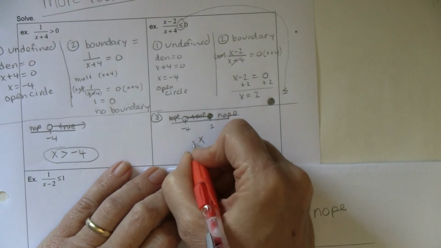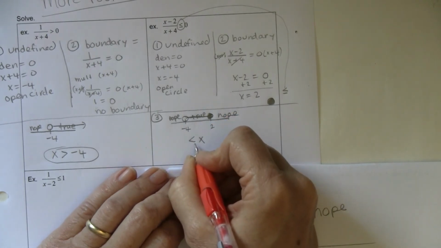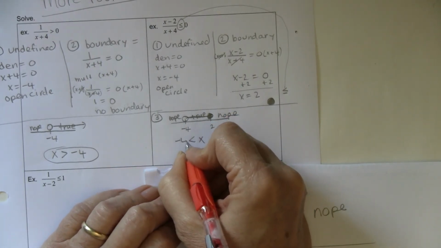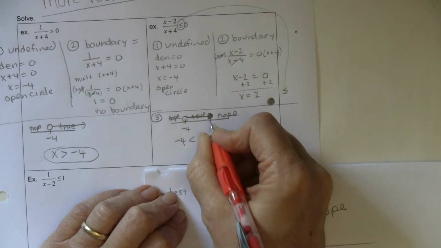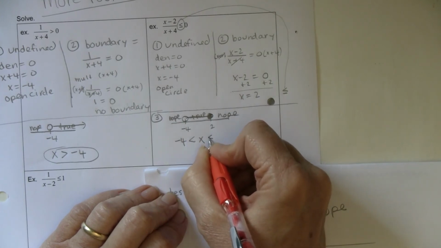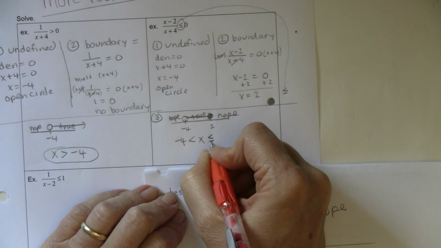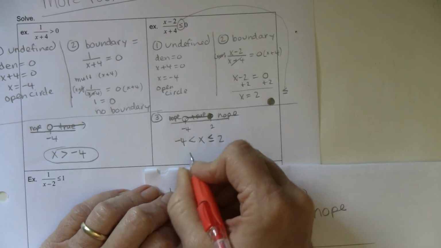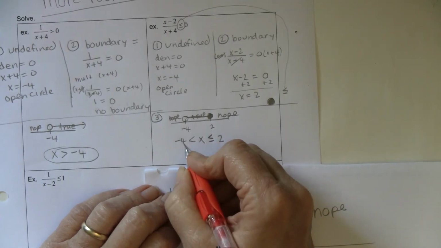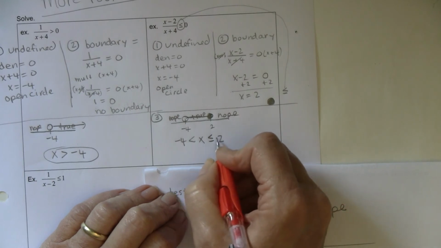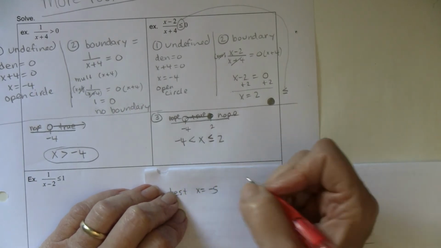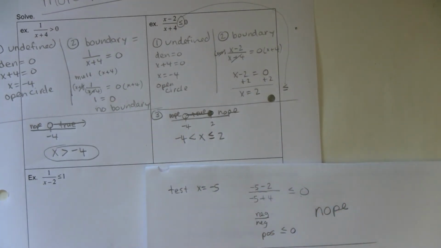And compared to this one, I should have just the less than symbol, -4, because it was open. And between here, I should have the less than or equal to symbol 2. So x is greater than -4, and also x is smaller than or equal to 2. We're going to have some other notation for writing these, and that'll come in chapter 10.